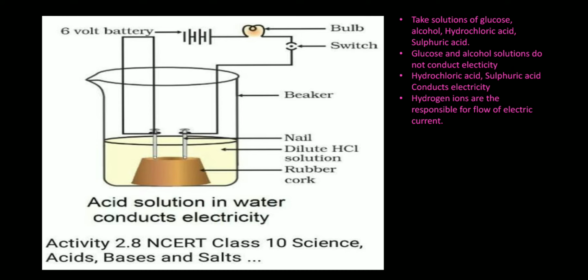Next point, glucose and alcohol solutions do not conduct electricity. Why? They do not have ions when dissolved in water. Hydrochloric acid and sulfuric acid conduct electricity. Why? They have ions when dissolved in water. Hydrogen ions are responsible for the flow of electric current, as I told you already. Next, come to the next point.